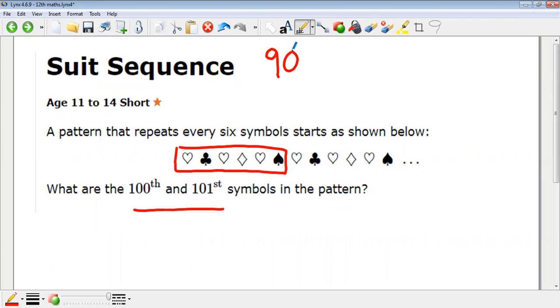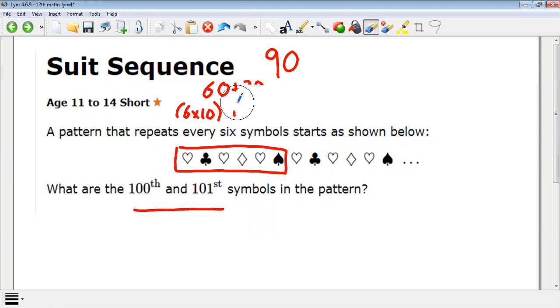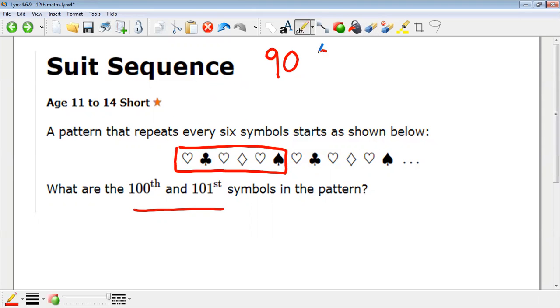I know that 90 is a multiple of 6 because it's 60 and 30, both of which are multiples of 6, so therefore this is going to be 15 of those. I can then go on another 6 to 96, so this here essentially becomes 96. Then we've got 97, 98, 99, which means we've got 100 and 101.